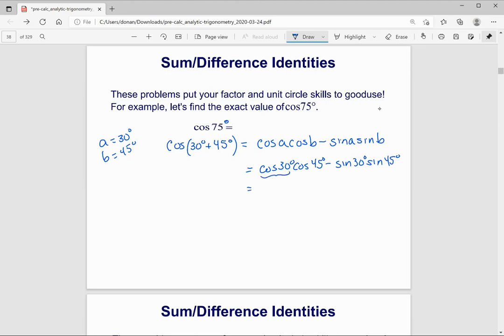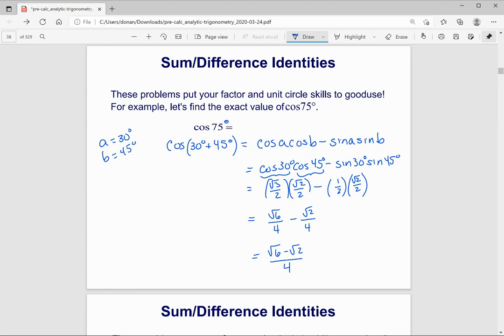So the cosine of 30 is root 3 over 2. The cosine of 45 is root 2 over 2. And that's multiplied. Minus the sine of 30 is 1/2. The sine of 45 is root 2 over 2. And then we're going to use our arithmetic skills. So root 3 times root 2 is root 6. 2 times 2 on the denominator is 4. Minus 1 times root 2 is root 2. On the denominator is 4. And so this is root 6 minus root 2 all over 4.